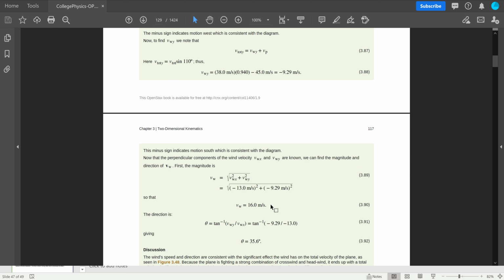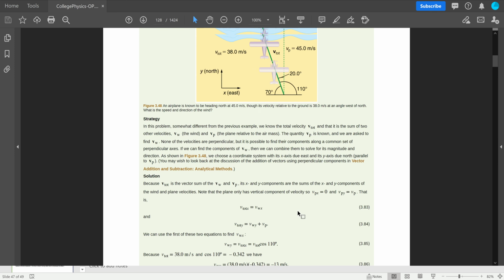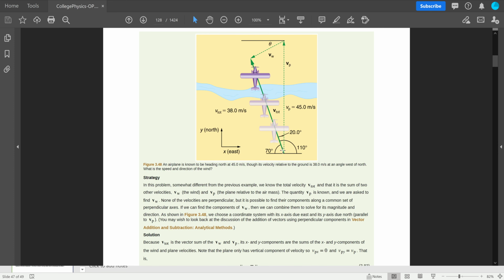So our v of the wind is 16 meters per second, and you can solve your angle as well. For this one, the tricky part is just trying to denote what's going north, what's going west. We know that the airplane is trying to go strictly north, but it's getting pushed. That has its own vector here, as you can tell. This is your resultant. You have your y component, and you have your x component.